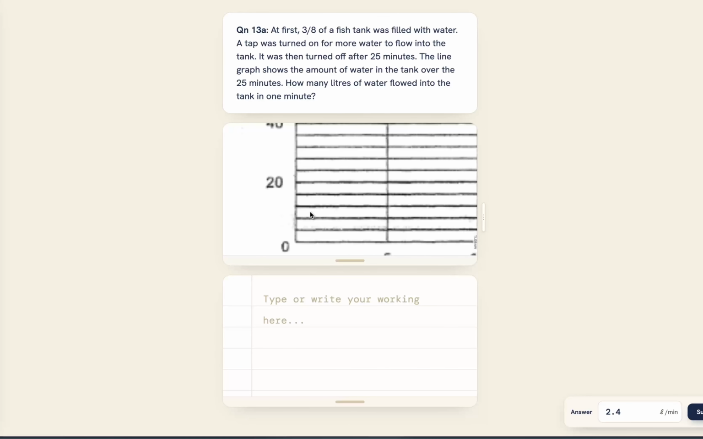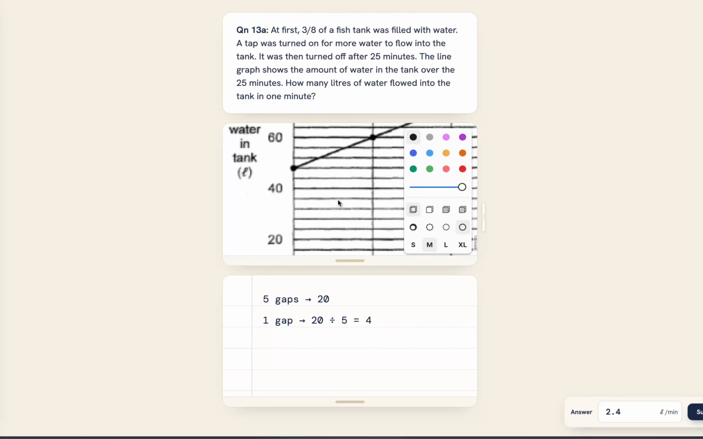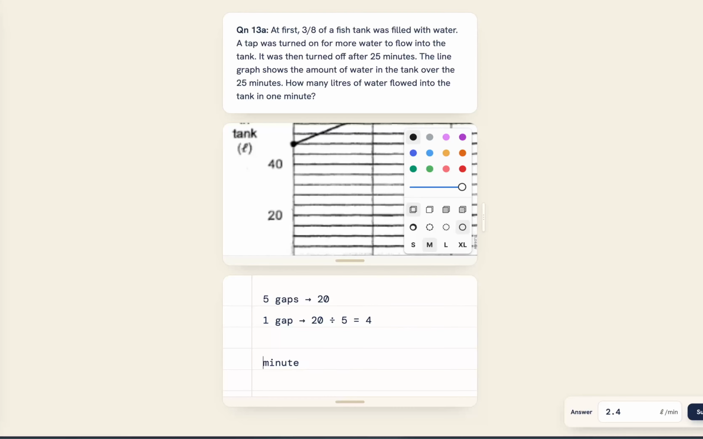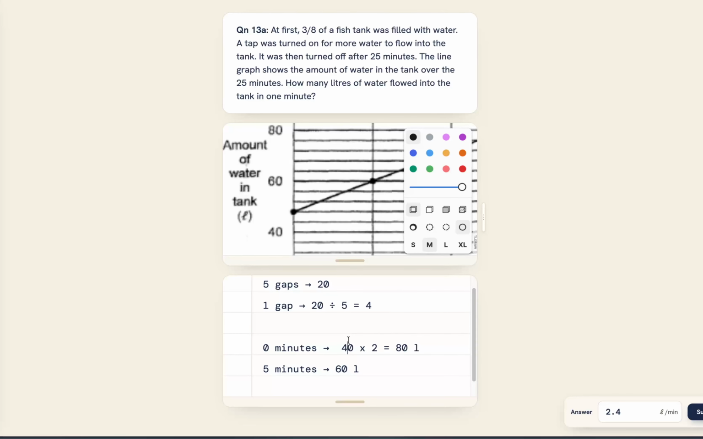First, we need to find the number of gaps. So, one gap, 2, 3, 4, and 5. So 5 gaps equal to 20. 1 gap equal to 20 divided by 5, which is equal to 4. So for 0 minutes, the amount of water is, in this case, 40 times 2 equal to 80 liters. Sorry, this is not 40 times 2, it is 40 plus 4 times 2, which would then give us 48. And at 5 minutes, it is 60 liters.